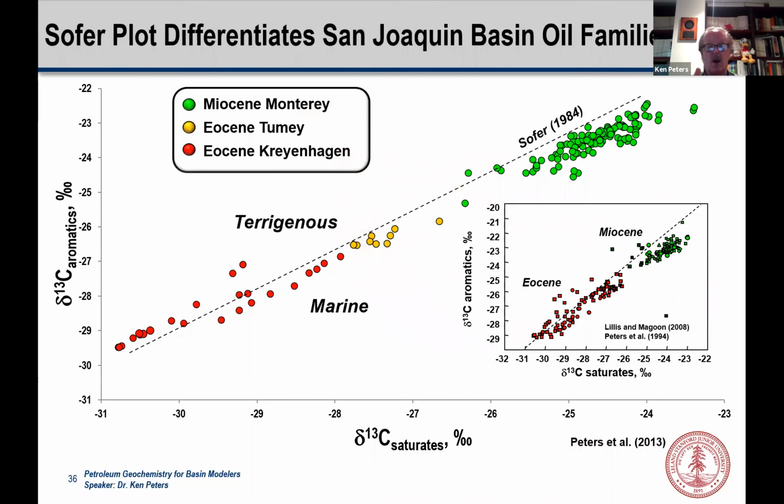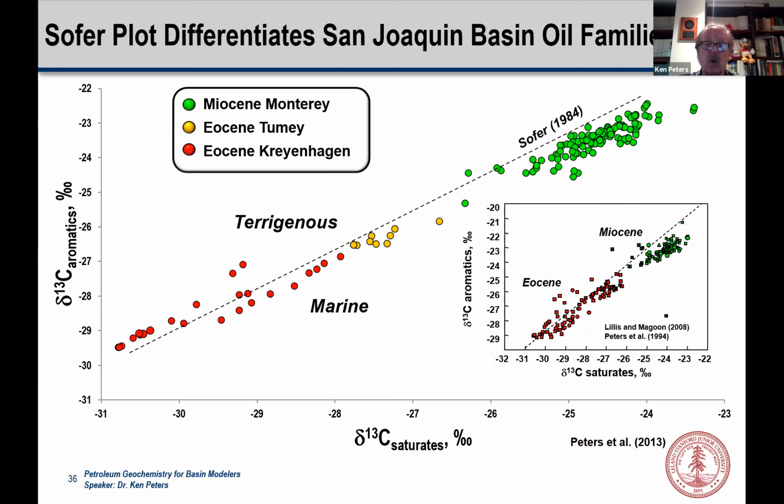You probably will also see this kind of plot used for oil correlation. This is called a Sofer plot after Zvi Sofer. What he did is he looked at about 550 worldwide oils, and he plotted the saturate versus the aromatic carbon isotope value. And he found that they split out along sort of this line. Up here, we have terrigenous oils. Down here, we have mostly marine oils. And what I've shown on this figure is just some oils from the San Joaquin Basin in California. You can see the isotopes of the saturates and the aromatics really nicely split out these oils.